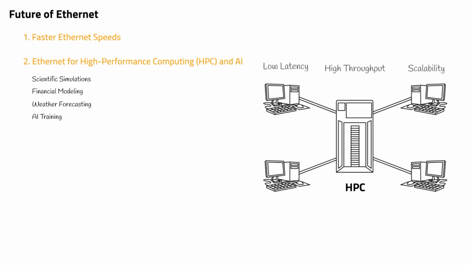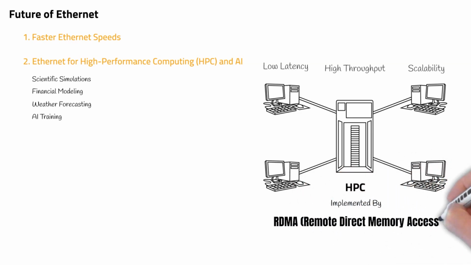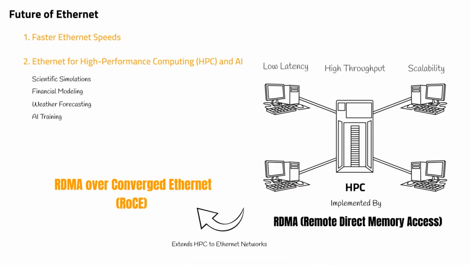Ethernet is evolving to meet the demands of high-performance computing through technologies like remote direct memory access, which allows devices to directly access each other's memory, bypassing the CPU and minimizing data transfer delays. RDMA over Converged Ethernet extends these benefits to Ethernet networks, further reducing latency and enhancing performance. The combination of high-speed Ethernet and RDMA allows HPC systems to process complex tasks more efficiently, positioning Ethernet as a crucial technology in demanding fields like scientific research, AI development, and large-scale simulations.